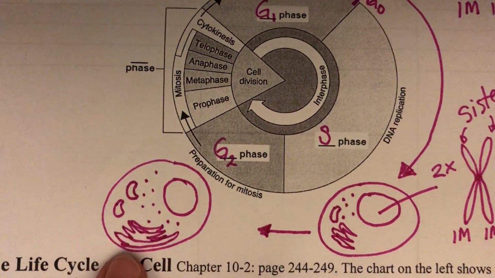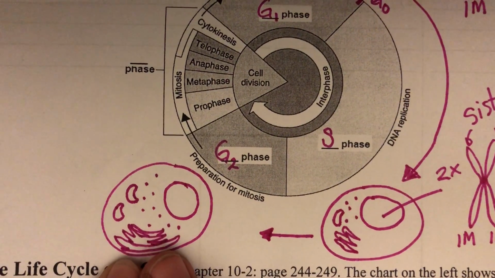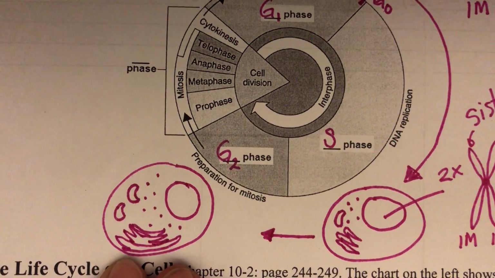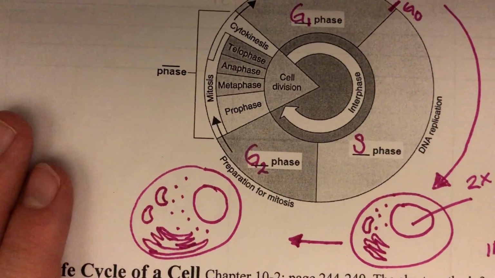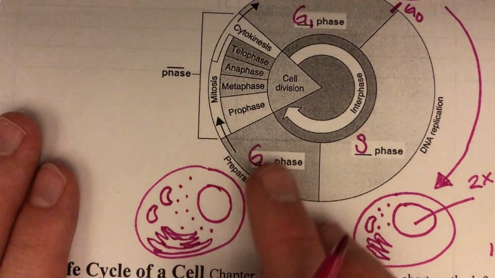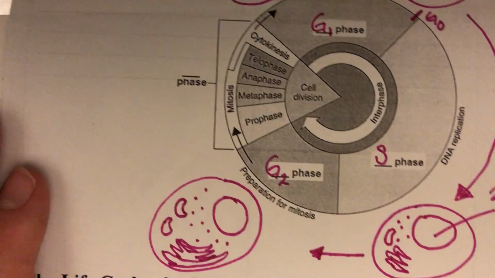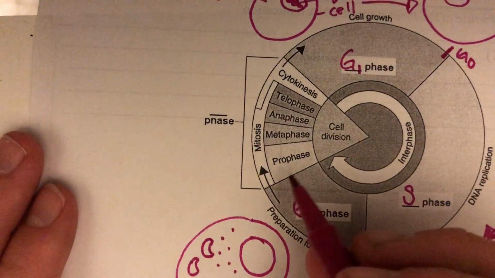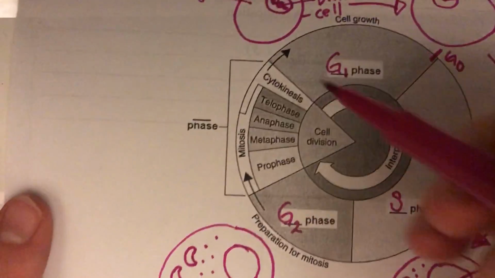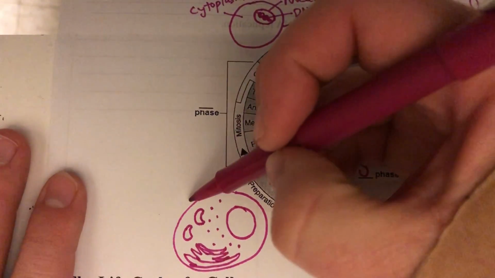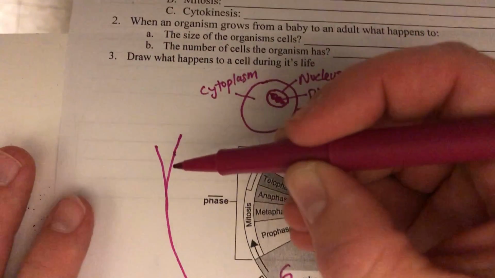And all of these things are going to be split during mitosis, the organelles and the DNA, so that we can form 2 new cells when cytokinesis ends. And we're going to see that in a minute. So this is the G2 phase, okay? Making more organelles and things like that. Then mitosis is going to take this cell and split it into 2 cells.